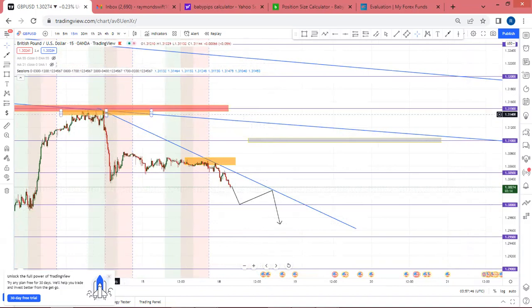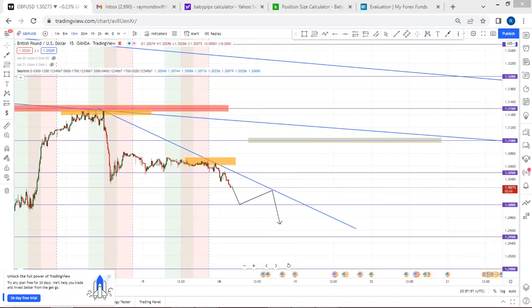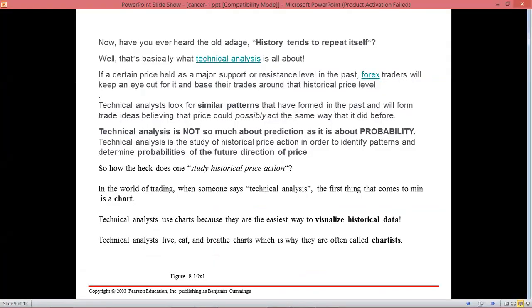What dropped this market here is what dropped this market here, and is what will drop this market here if this market won't break out. Yes. So that is what we do as technical analysts. We predict the market using mathematical calculation, with the belief that history will always repeat itself. That is basically what technical analysis is all about.